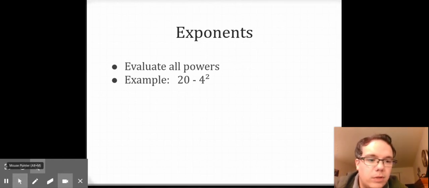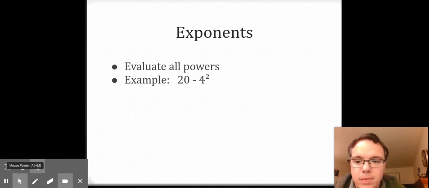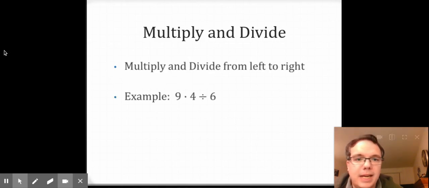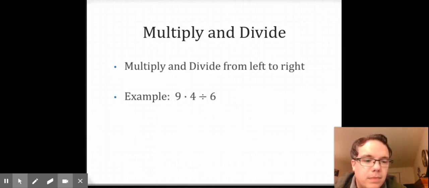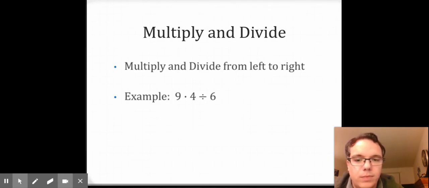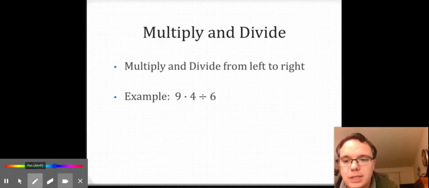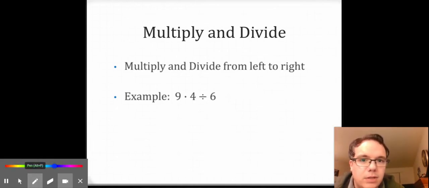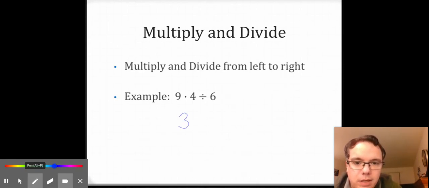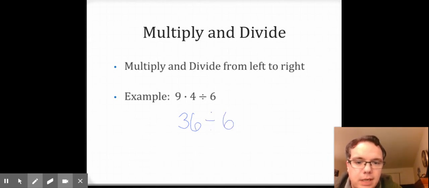So now that we've worked with our grouping symbols from innermost out, we've found all our powers and we've simplified them. The next thing we're going to do is multiply and divide from left to right. So we always go in order as how we read words. We always go from left to right when multiplying, dividing, and then we do addition and subtraction. So in this example, there are 2 operations, multiplying and dividing, and we're going to do so from left to right. So the first part is 9 times 4. So 9 times 4 is 36. And now we can do our second operation of division, and 36 divided by 6 is 6.